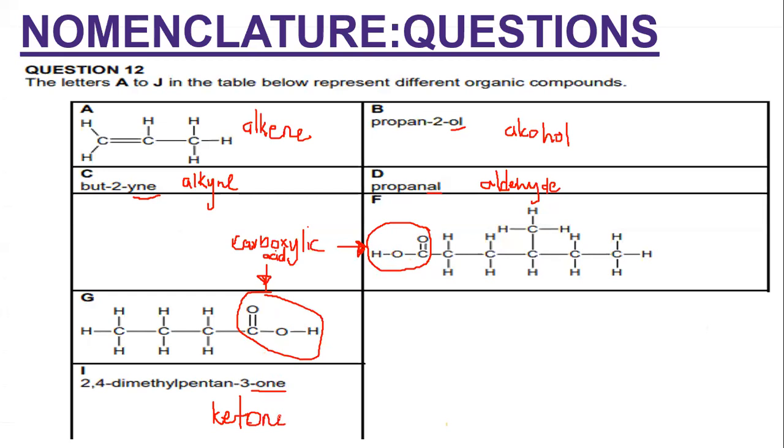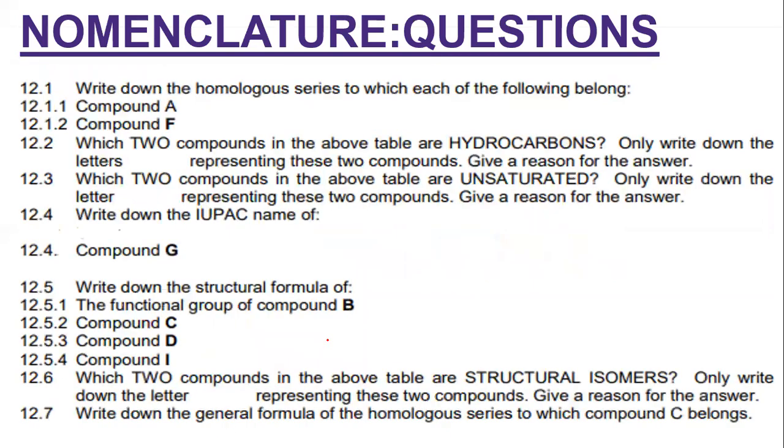So what I did in this one is just to name the functional groups, okay? Is to name the functional group. How many we have? 1, 2, 3, 4, 5, 6. So about 6 functional groups are gonna be tested and more, okay? So now let's look at the question.